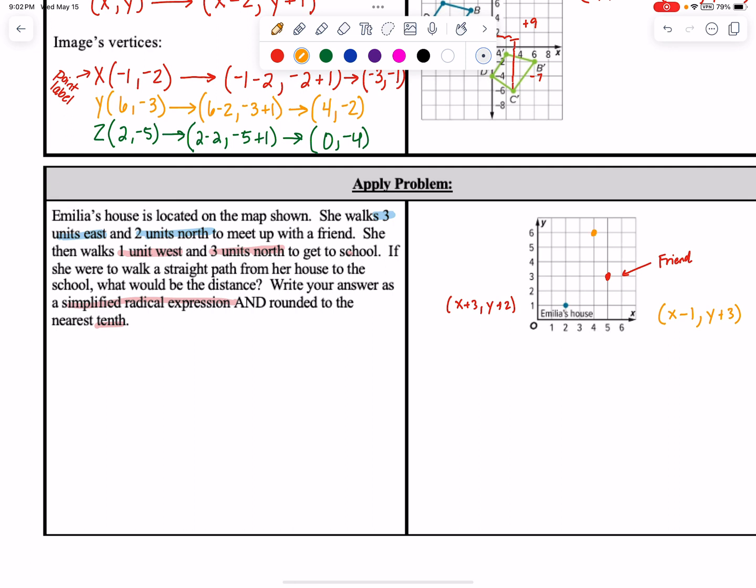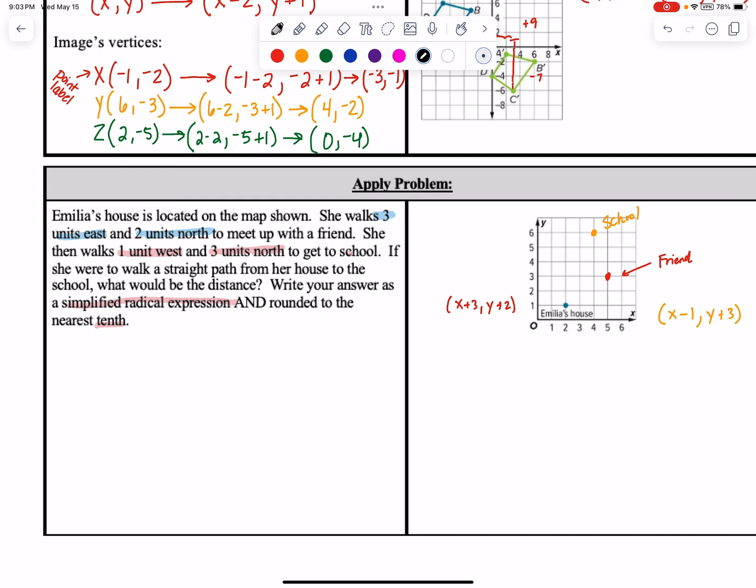And here we are. Okay, that movement was left 1, 1, 2, 3, north 3. Okay, and this is school. So I got that labeled. If she were to walk a straight path from her house to school, what would be the distance? So now let's go ahead and draw these lines.